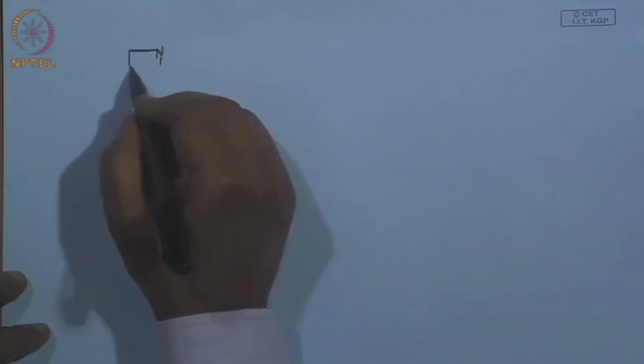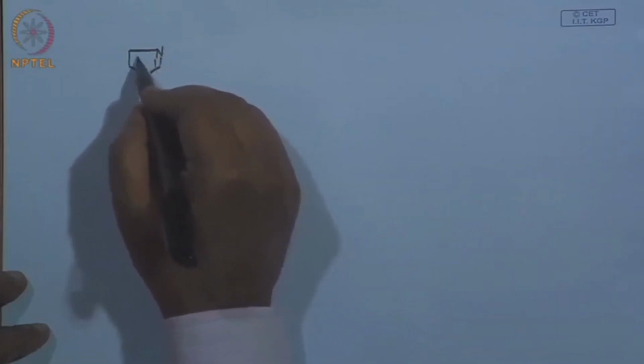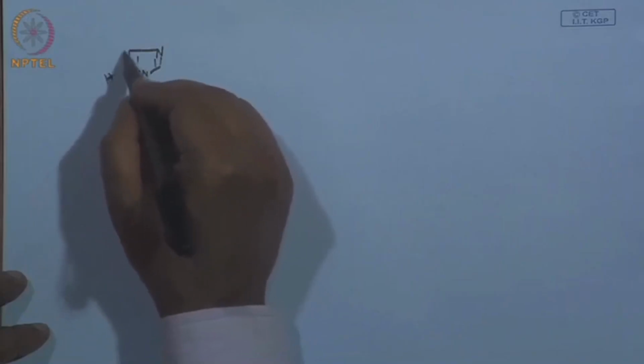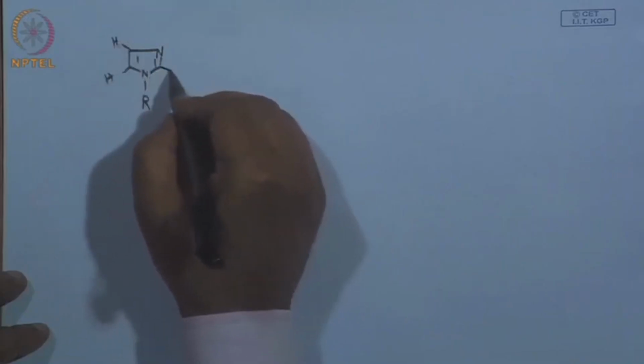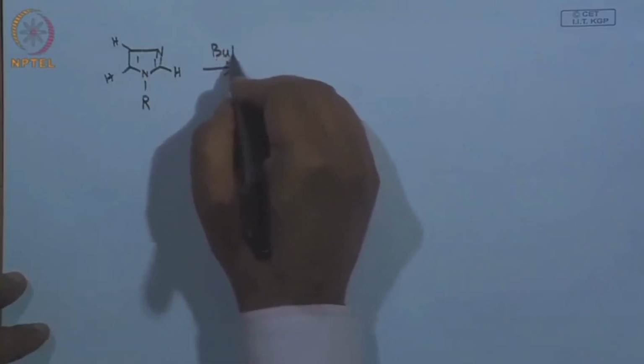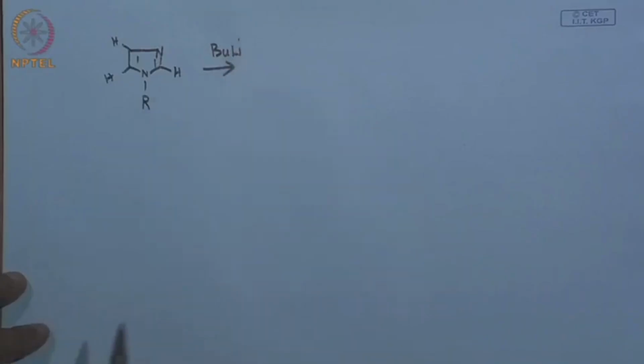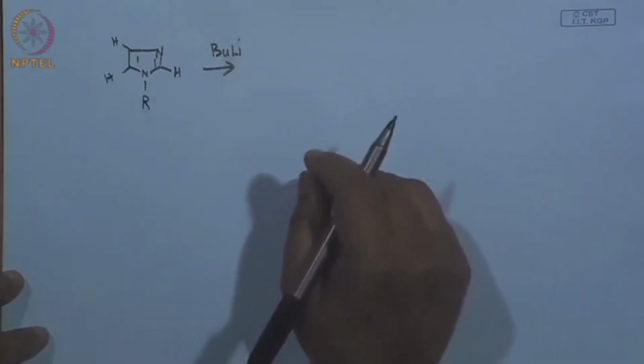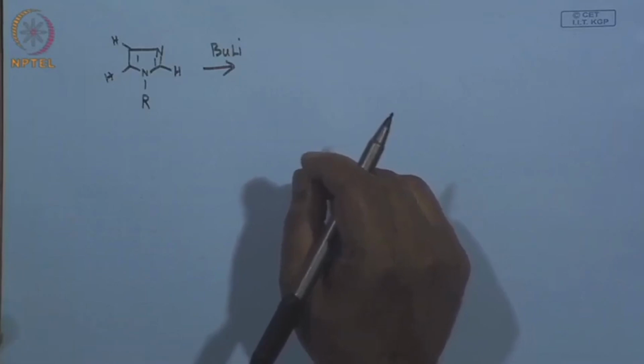5-membered heterocycle. I think I will begin with imidazole. It is an N-protected imidazole, and you have, let us say, R. Now, what you can see, you have 3 different chemically non-equivalent hydrogens. Now, if you use butyl lithium, what is expected? So many things are expected actually.